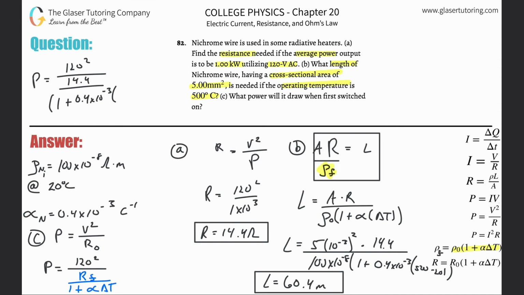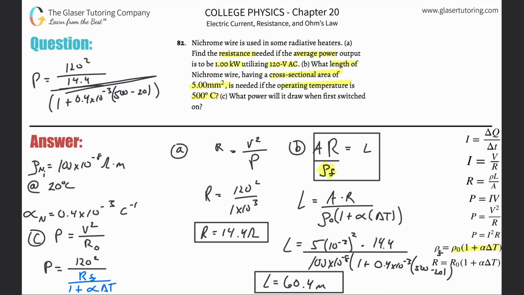So the final value here is going to be the 500. The initial is going to be 20, so it's the same kind of idea. And this fraction looks a little funky, but take this numerator and then divide it by this whole thing on the bottom, okay? And that's how we're going to get our answer. So the power is equal to, so I'm going to simplify the bottom first, all right? I'm going to actually do the 1 plus 0.4 times 10 to the minus 3, multiply that then by 480.